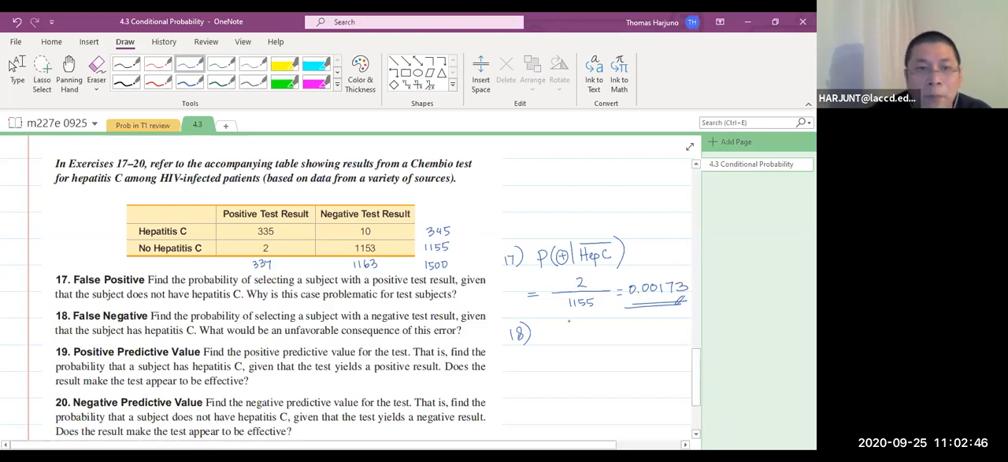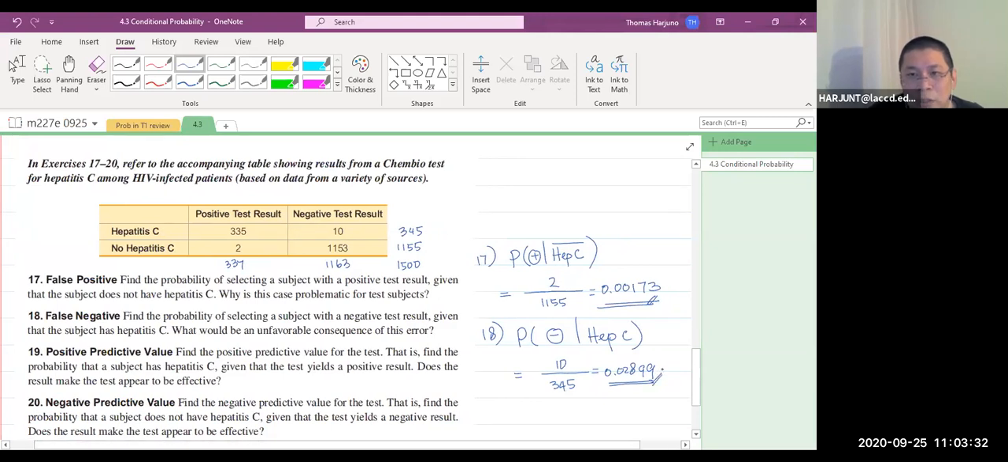Now part number 18, false negative. What is false negative? False negative is when that person actually has the disease, however, the test shows negative. That's false negative. Okay, now from here, how many people actually have hepatitis C? 345. Of those who have hepatitis C, 10 of them show negative. This is 0.02899 if I round to 5 decimal places.